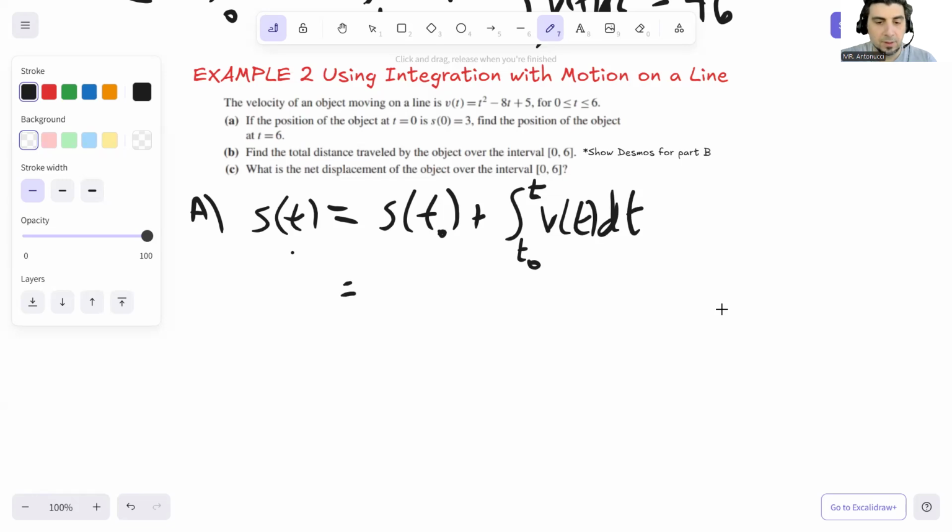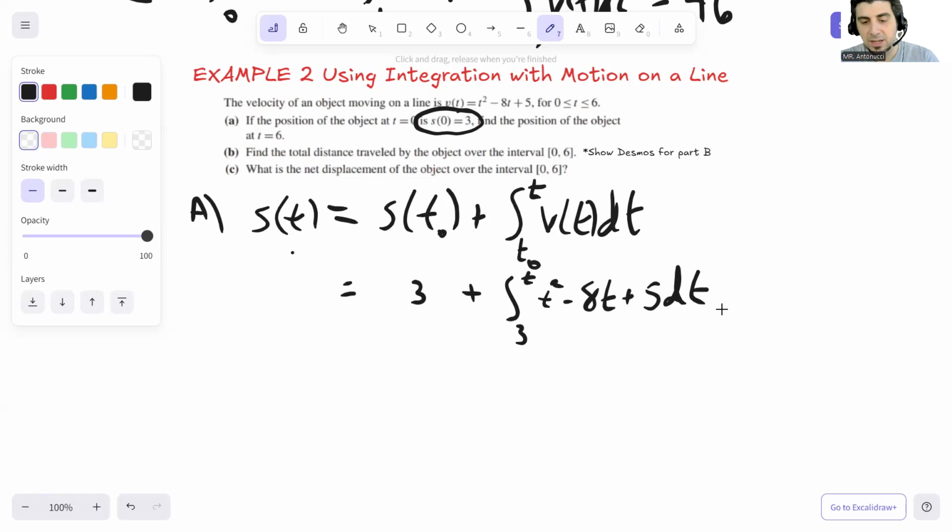So s of t naught is 3. That's the initial time, t equals 0, so the position is 3. And then we're going to have plus the integral from 3 to t of t squared minus 8t plus 5 dt. Now this right here is a function in terms of an integral, and this is good. Sometimes you're asked to express a function as an integral. This would be the way to do it. The 3 represents the initial position, and the integral represents the change in position.